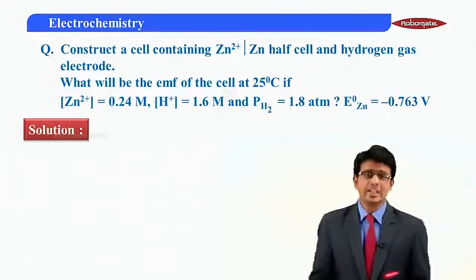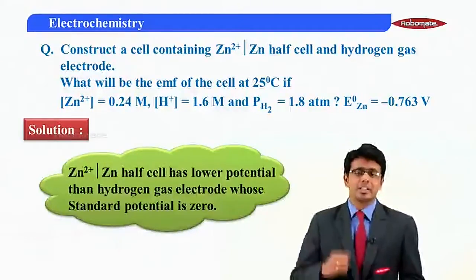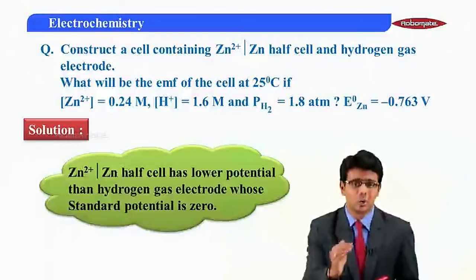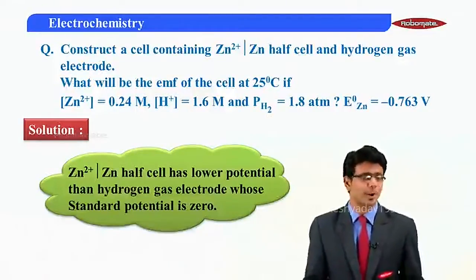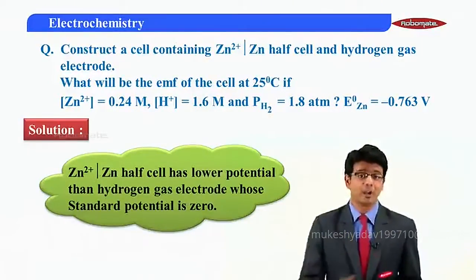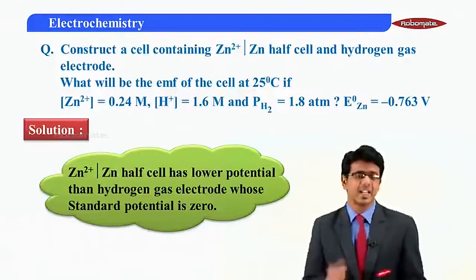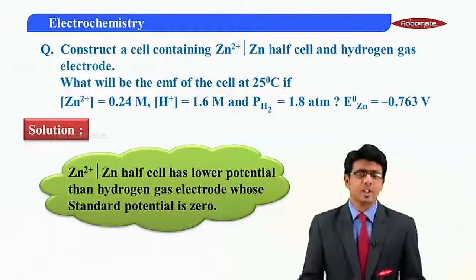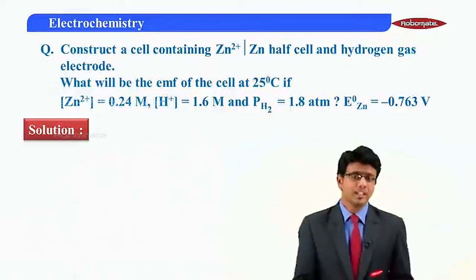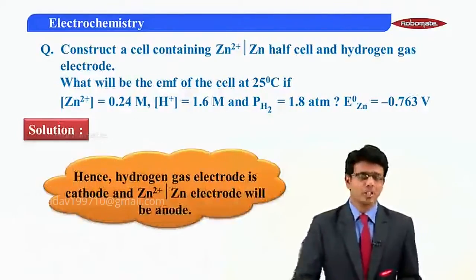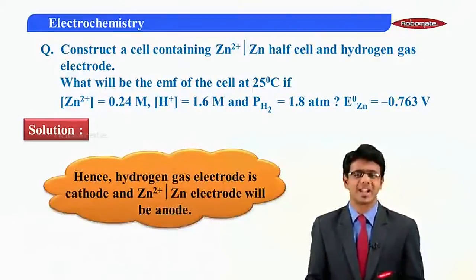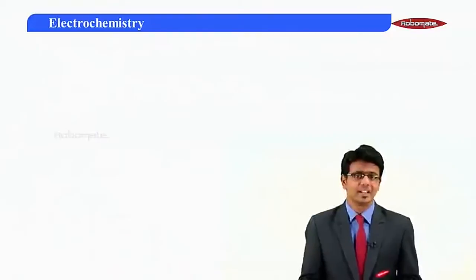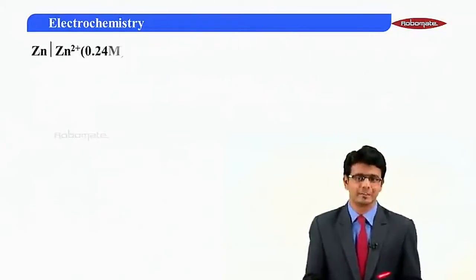Now, you can clearly see here that the zinc half cell has got a lower potential compared to hydrogen gas electrode, because zinc half cell has a potential of minus 0.763 volts, right? But for hydrogen gas electrode in standard state, its potential is 0. So it is quite obvious that in this particular cell, hydrogen gas electrode would be cathode and zinc electrode would behave as anode. So now let us write the cell representation for the given cell.